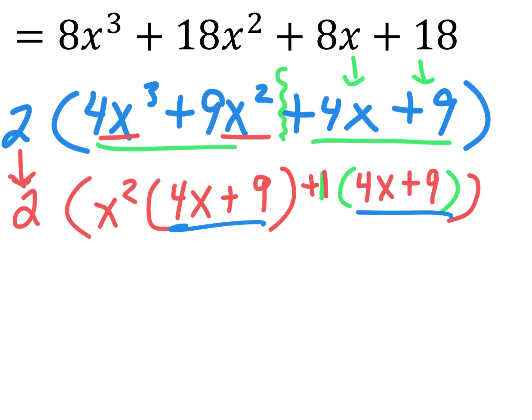Now there's 2 kinds of kids. The kind of kid who's still bringing this 2 down and the kid who's going to forget it. If you forget to bring that 2 down, you will lose credit for the whole problem because that 2 is part of the answer and it needs to keep coming down.